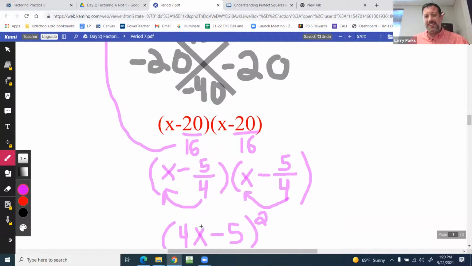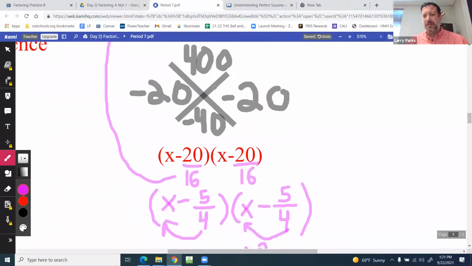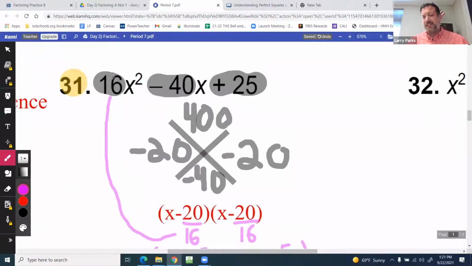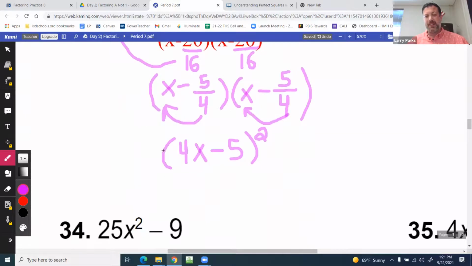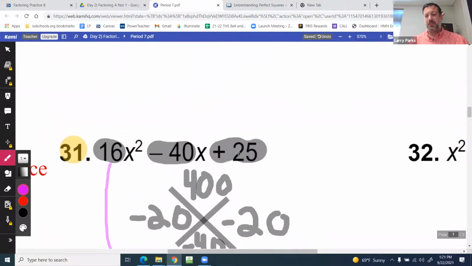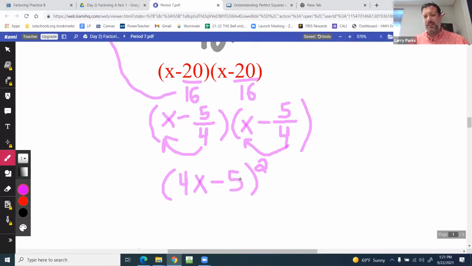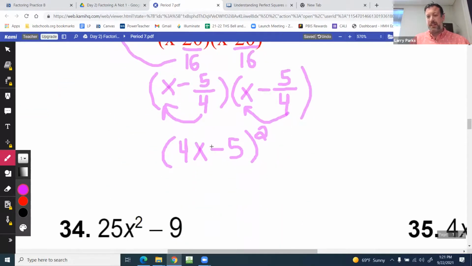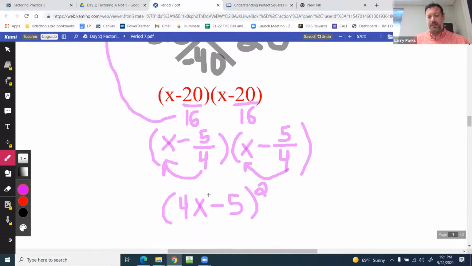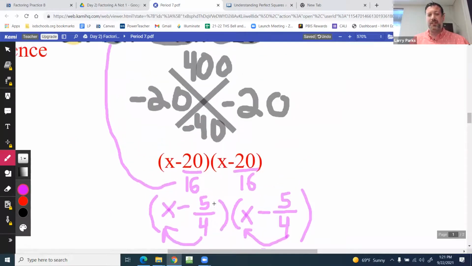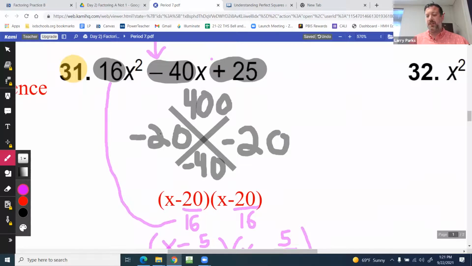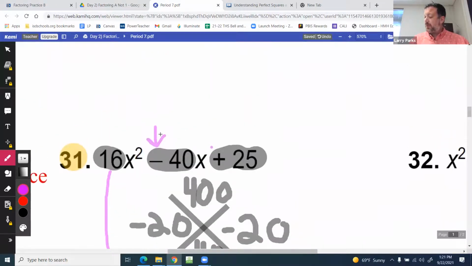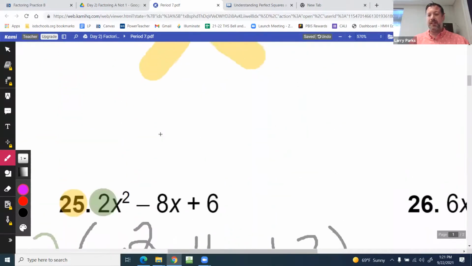Now, if you notice that those are the same number, what you could do instead is you could take the square root. Square root of 16x squared is 4x, so you just put that down twice. Square root of 25 is 5. And then you just copy down this operator right here. Copy that down. If it's a negative, you make it a negative. If that's a plus, you make that a plus. But that only works if you get the same number twice.